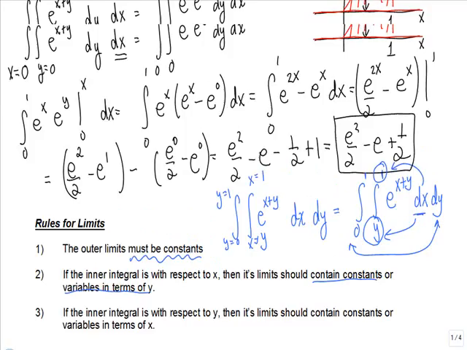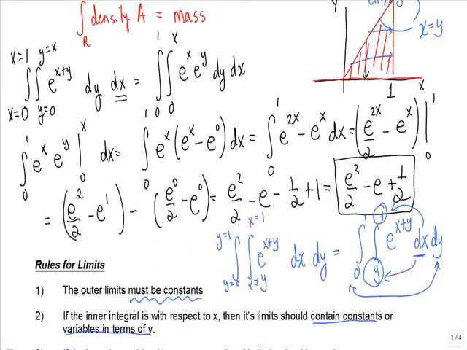So notice if we went back, our outer limits again are constants. We had dy, so notice inside we have constants and things that contain x.